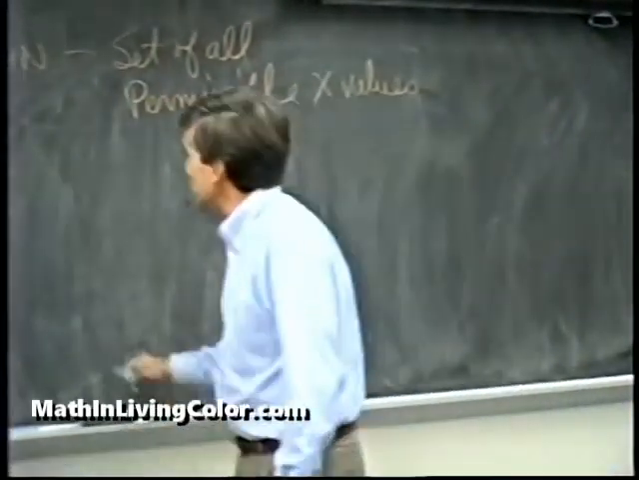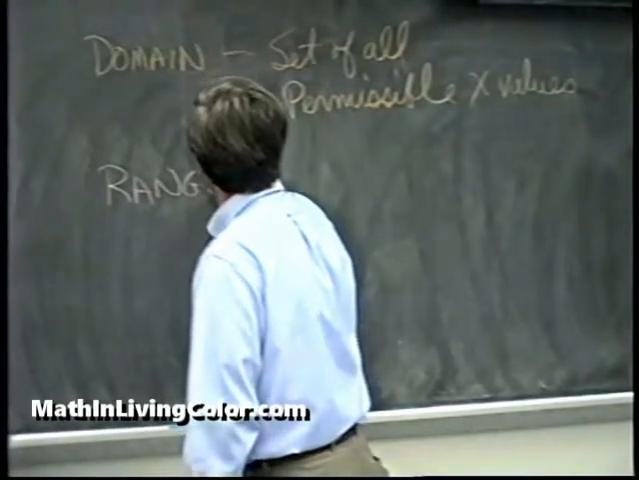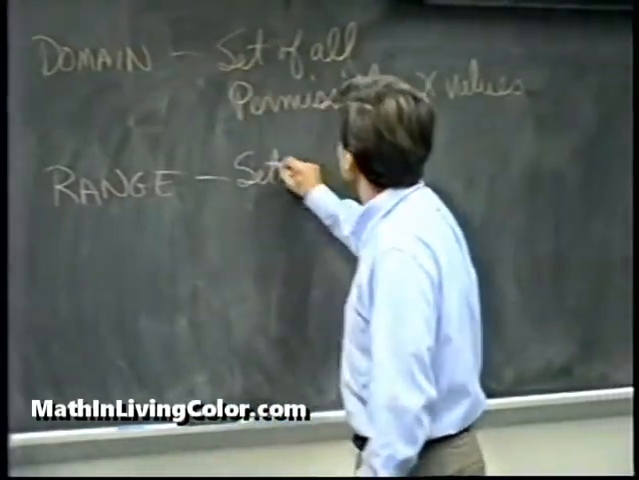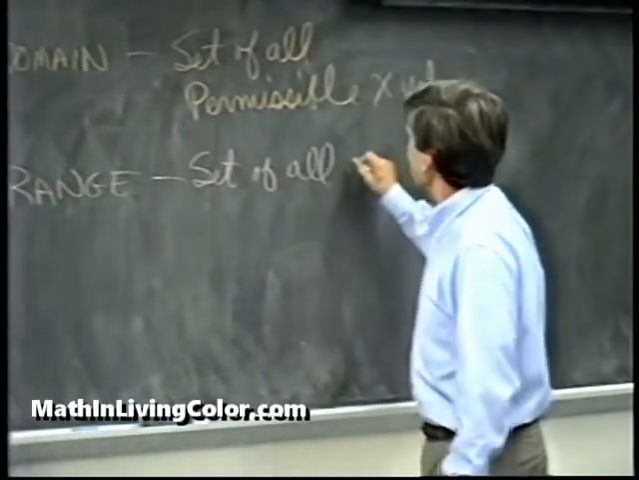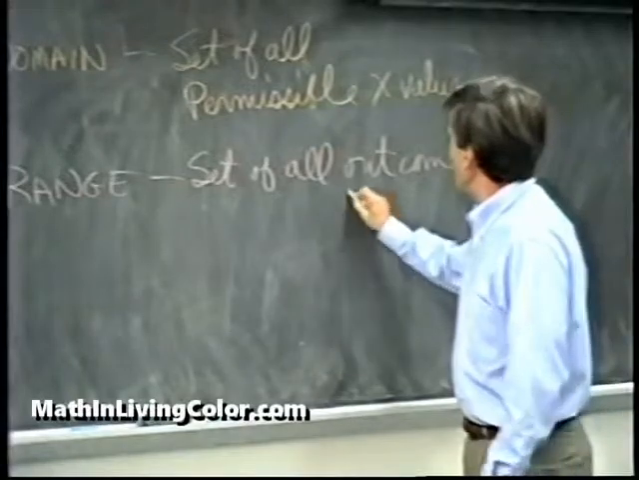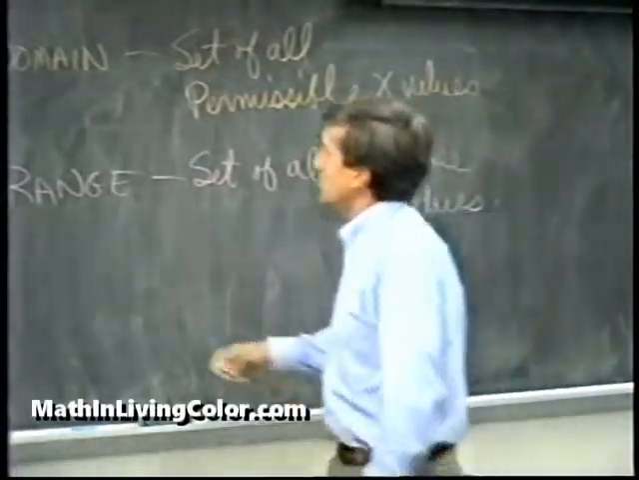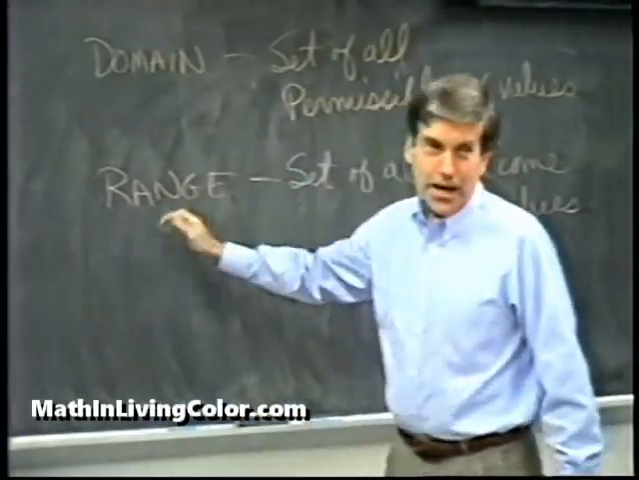All right. And what's the range? Range is the set of all outcomes, and that would be y values. Okay? So we've got input and output.